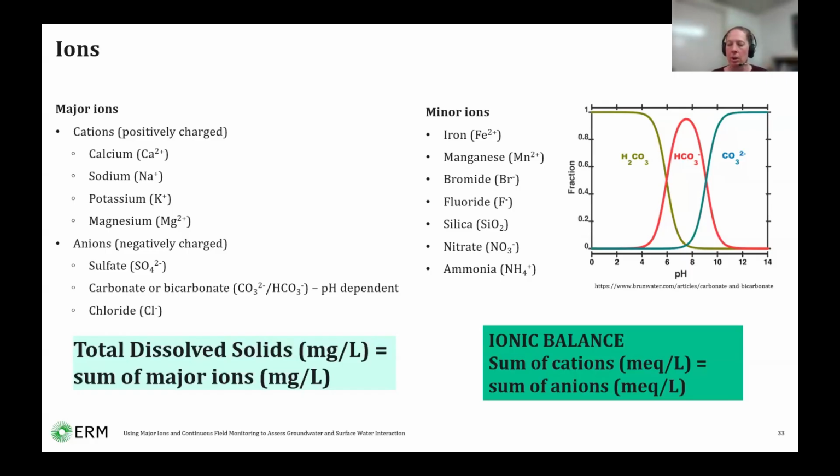I guess overall, major ions, I love them because they're cheap to analyze. They're only like $20 a sample or something. They're really simple to use, and I'm going to show you how, but they can be really powerful in understanding groundwater and surface water processes and therefore interactions.